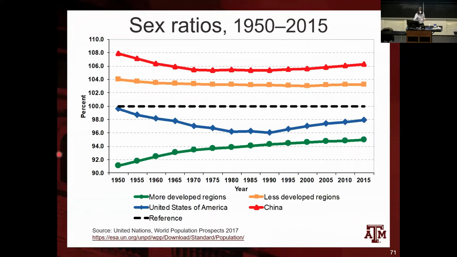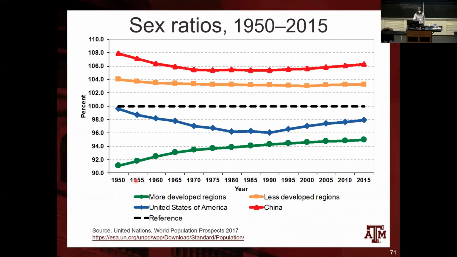And this is one example. Getting sex ratios, the sex ratio overall, getting the number of men divided by the number of women in these specific groups of countries here, more developed regions in green, less developed regions in orange, and United States and China by themselves. And in this case, getting data from the UN from 1950 to 2015. So what do you see?